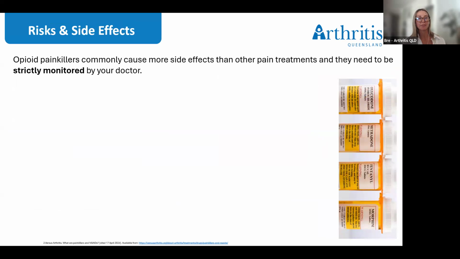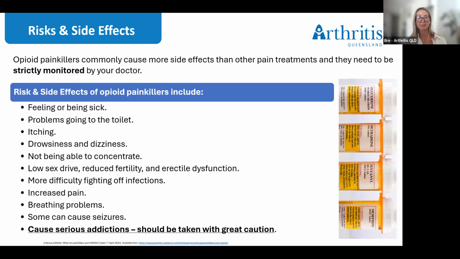So the risks and side effects of them. Opioid painkillers commonly cause a lot more side effects than any other pain treatment. And as mentioned in the previous slide, they really need to be strictly monitored by your doctor. Some risks and side effects of the opioid painkillers include feeling sick and physically being sick. It could be problems going to the toilet, whether it's constipation or issues urinating. It can cause itching, so you can feel extremely itchy.